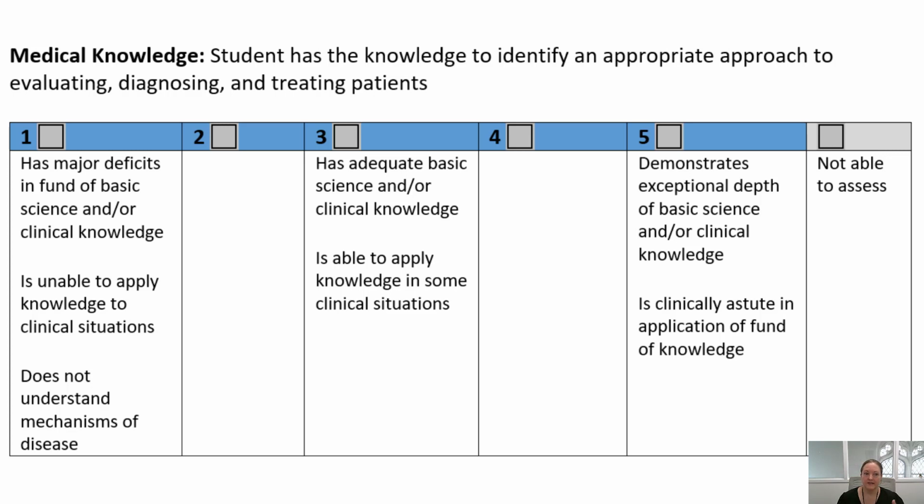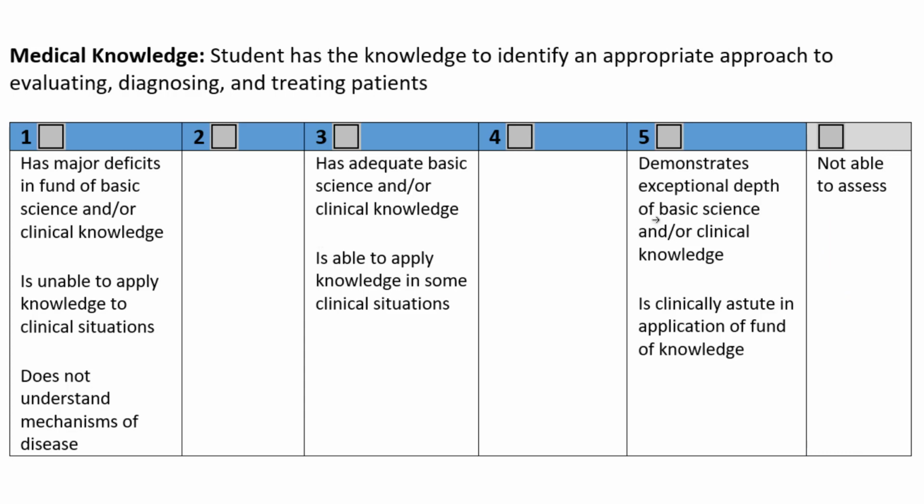What we recommend is looking at these anchor descriptions and then thinking, what evidence do I have to assess my student in this area? Can you think of some examples from patient care? If you think it over and nothing really comes to mind, then you should select not able to assess. Selecting not able to assess does not hurt the student, it doesn't help the student, it simply doesn't count.